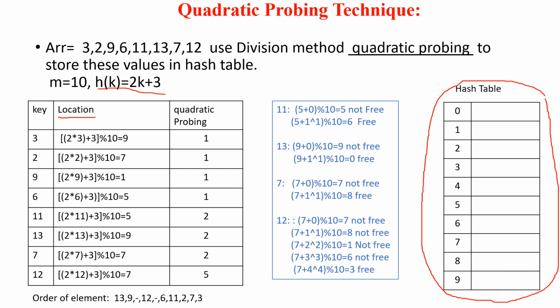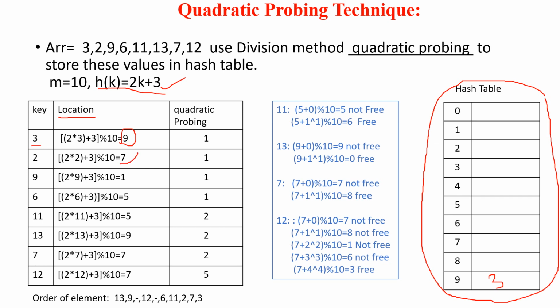If I calculate the index of 3 using this hash function, I get index 9. In the start my table is completely empty, so you can see my ninth index holds 3. 3 is going to be stored at the ninth index. Now I calculate the index of the second element, 2, and using the hash function you get 7.